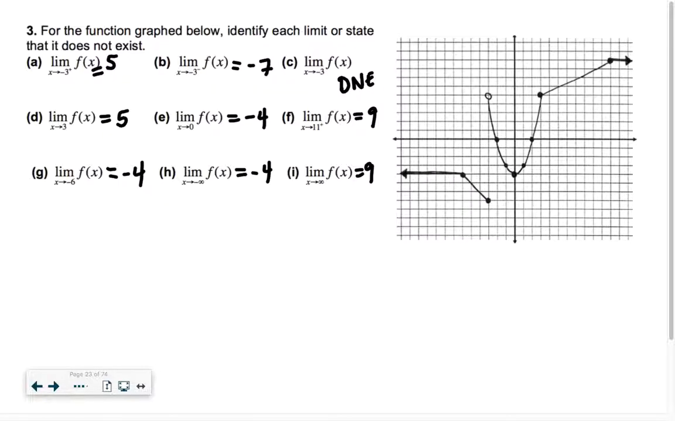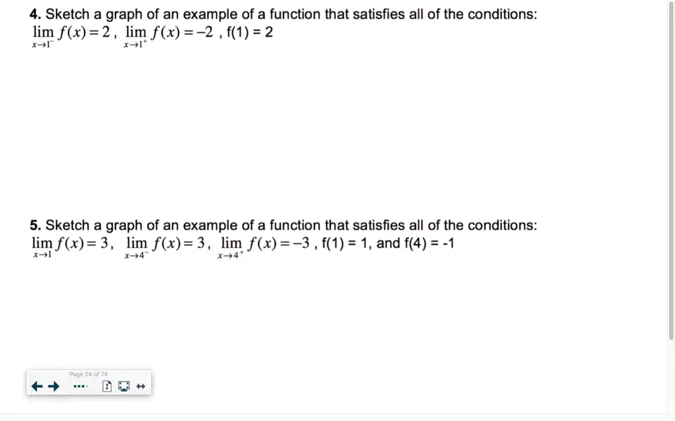All right, so the next little bit says sketching graphs. It says sketch a graph of an example of a function that satisfies all of the conditions. Okay, so there are an infinite number of graphs you could have here. I'm just going to look for the specific conditions that we have here. So it says the limit as x goes to 1 from the left-hand side goes to 2. So I'm going to draw an open circle there. And then I need to draw some kind of indication that it's coming from the left. So I'm just going to draw a little tail on it coming from the left. Now that tail could be really anywhere. You could have it down here, oh well not down there. That wouldn't be a function. Like that. It doesn't matter what that tail looks like.